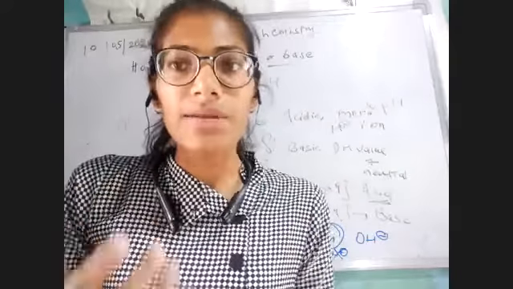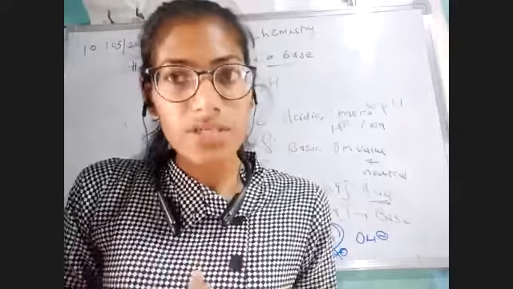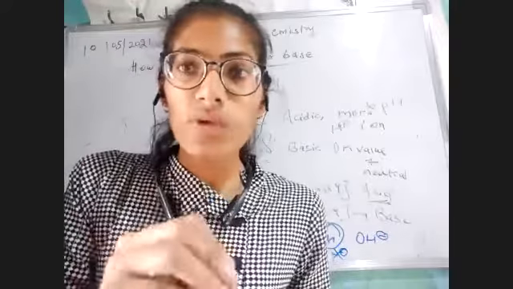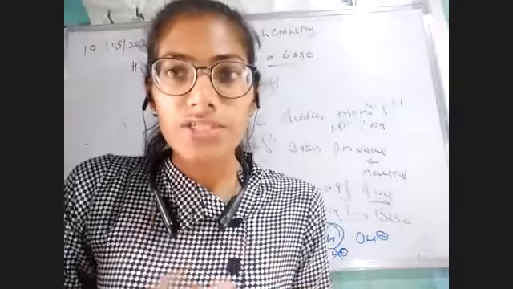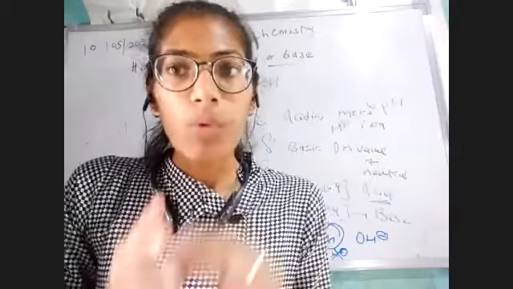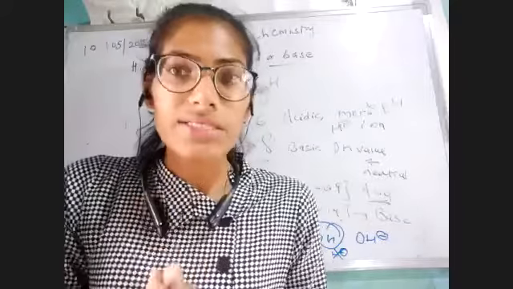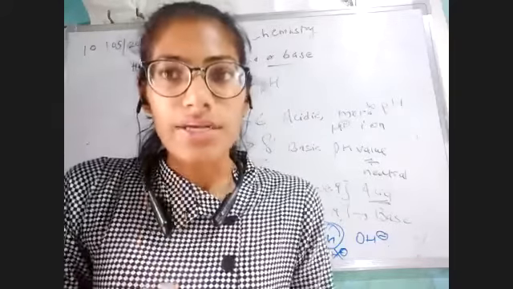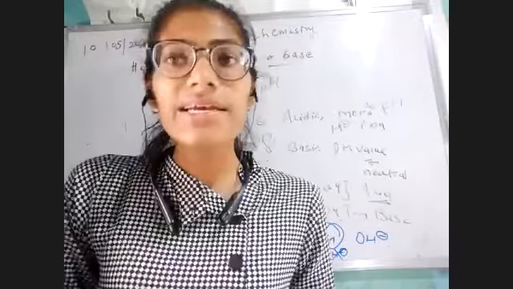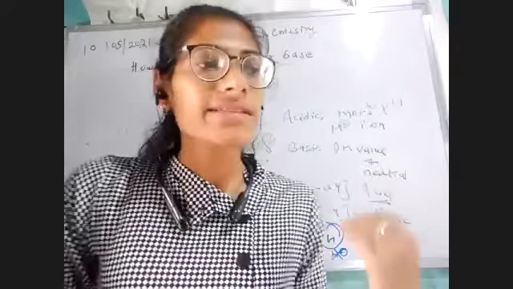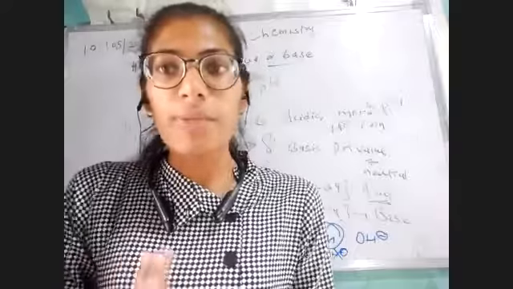For example, I took the example of a bee sting or ant sting, where we apply some base to get some relief. And we took the example of our digestive system and our teeth. Both want to be completely neutral. Only then can we say that our body is working properly. And then we had some numericals and some in-text questions. So this was all about this topic.